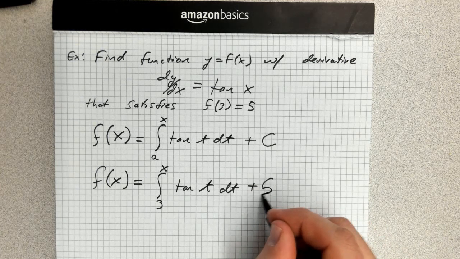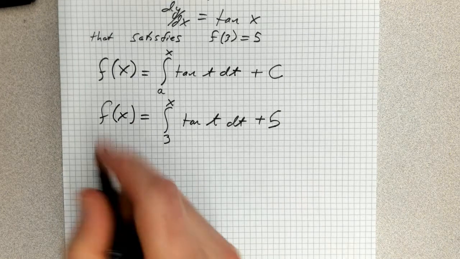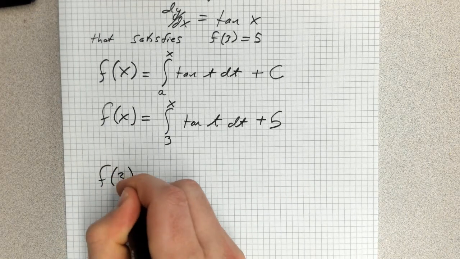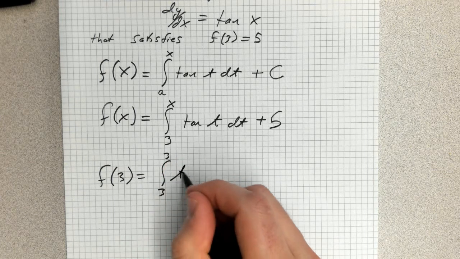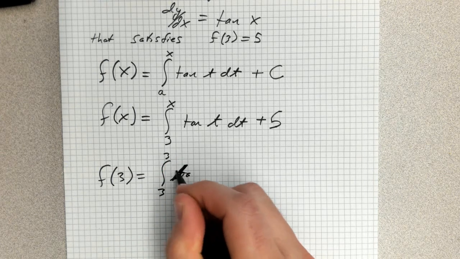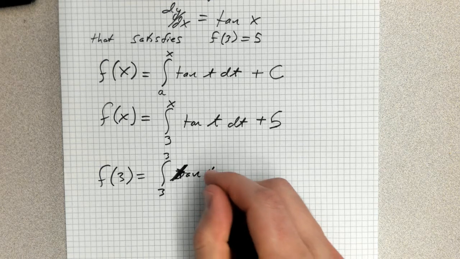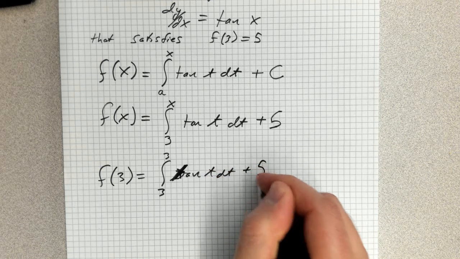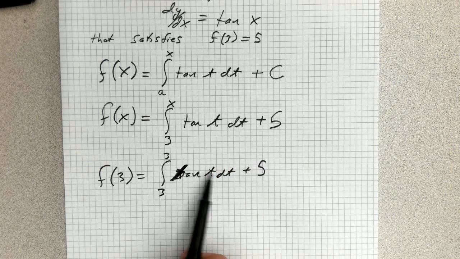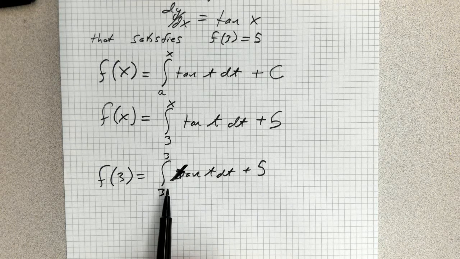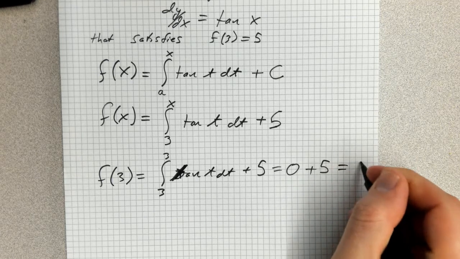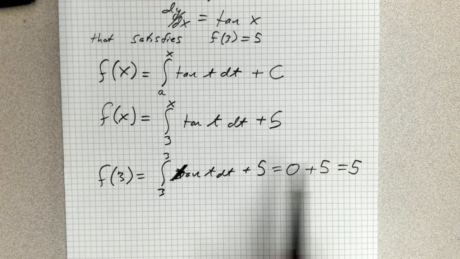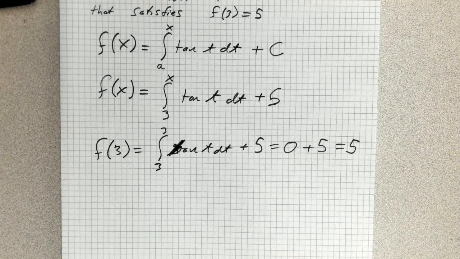And then if you don't believe me, check. Let's find f of 3. F of 3 would be equal to the integral from 3 to 3 of tangent of t dt plus 5. Well, the integral from 3 to 3 of anything is 0. So this equals 0 plus 5, which just equals 5. So we have that f of 3 is equal to 5. Right, so that satisfies the initial condition.